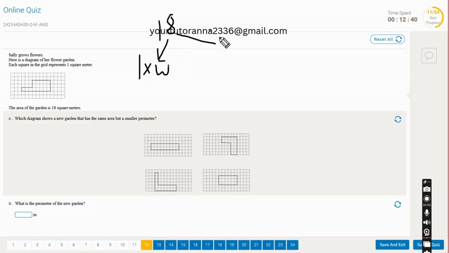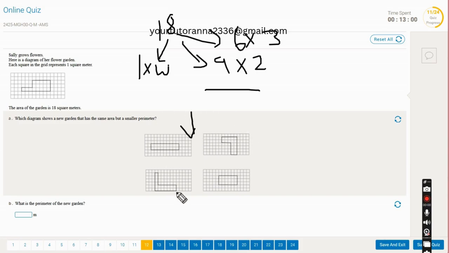Now, what can 18 be? In our multiplication, where do we get 18? 6 times 3, and 9 times 2. So now here they're saying that 9 times 2 is what? Whenever you think of it, imagine this one. They're saying the perimeter of these is smaller. So these perimeters are smaller than this one. So which one of these has a larger perimeter?